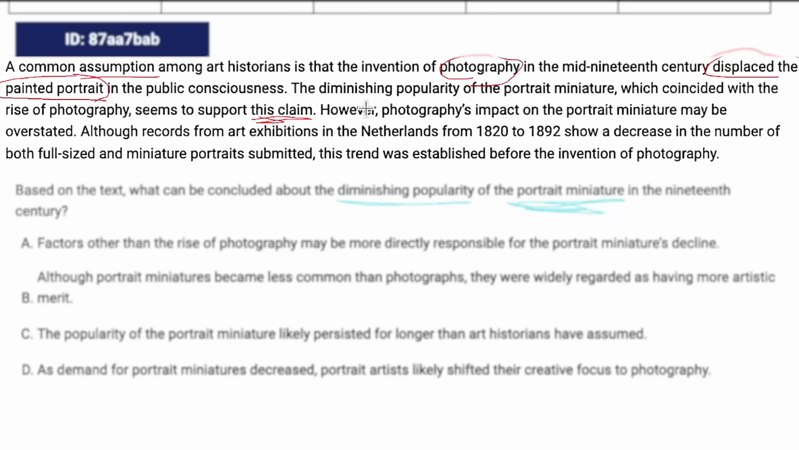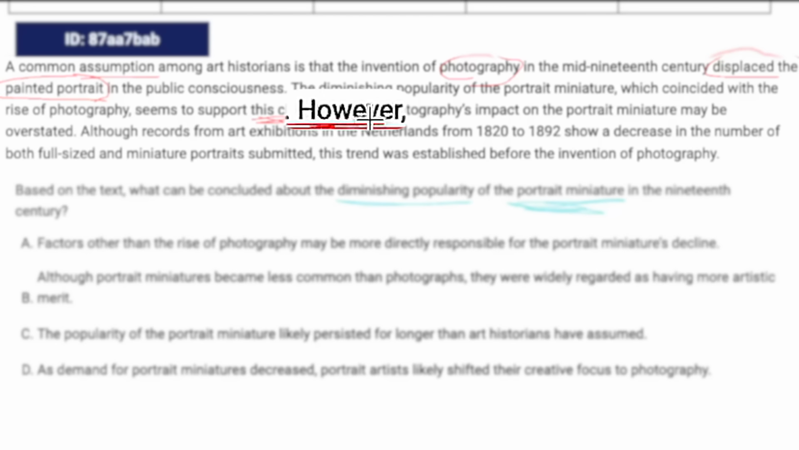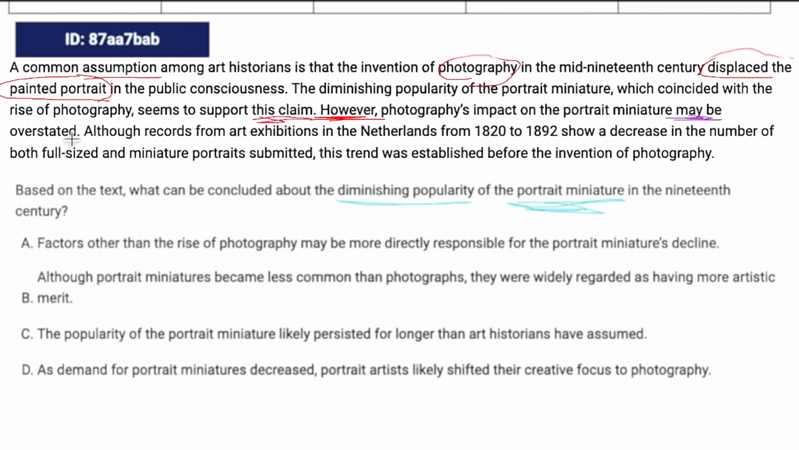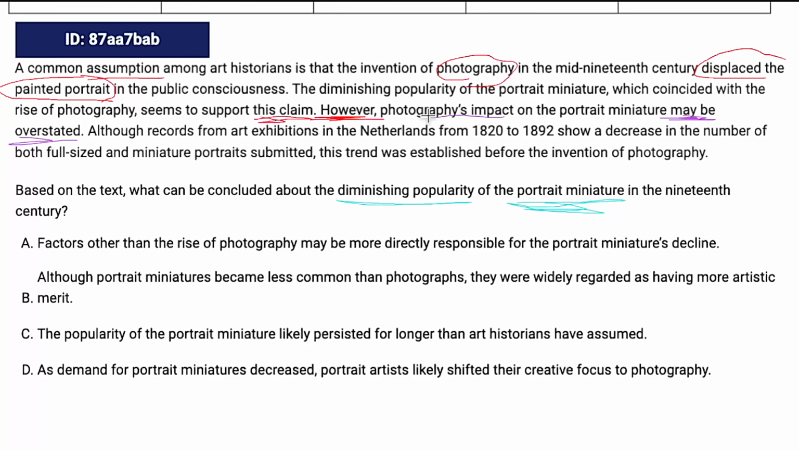So I know that's the assumption, and then I see the word however, so I get very excited because this is telling me that even though the beginning of the paragraph was talking about how photography displaced the painted portrait, however, we're about to flip that on its head and really get to the important thing, which is that photography's impact may be overstated. I'm really going to focus on that.